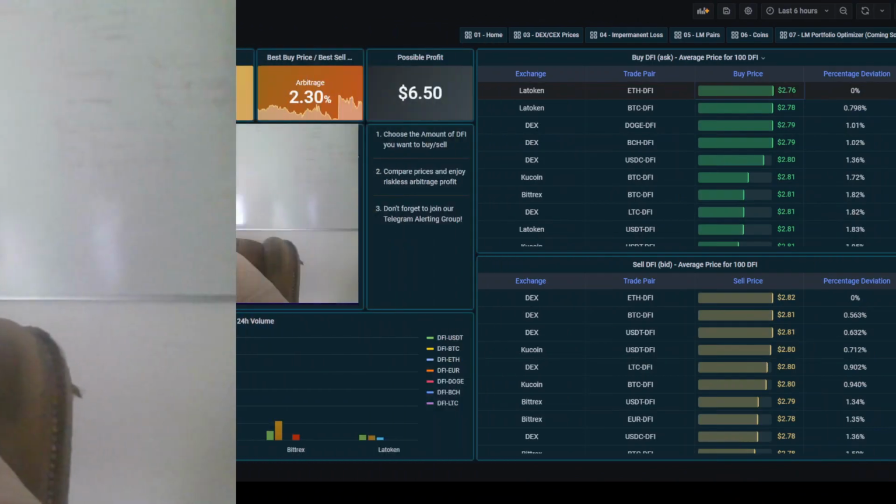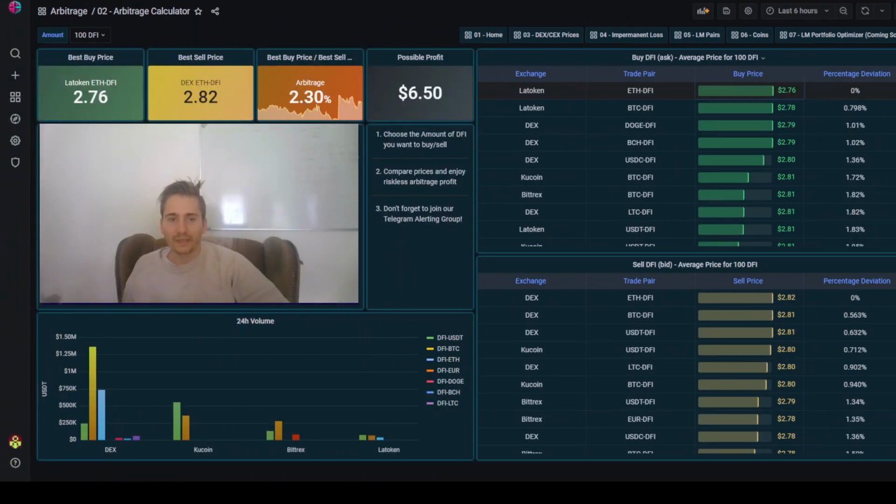Shortly, I'd like to give you an introduction to how to get the most value from this dashboard. Let's just have a look at the dashboard itself. So what is displayed here? What can you see here?